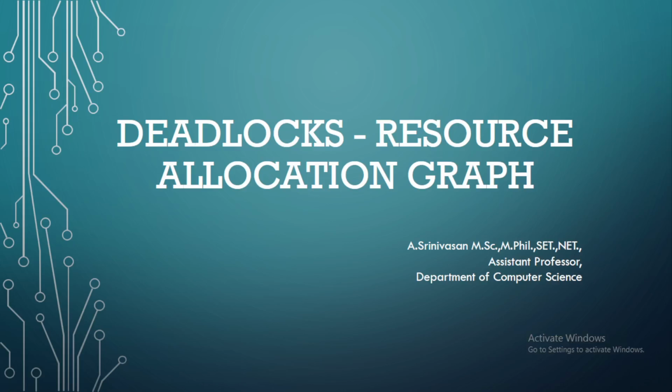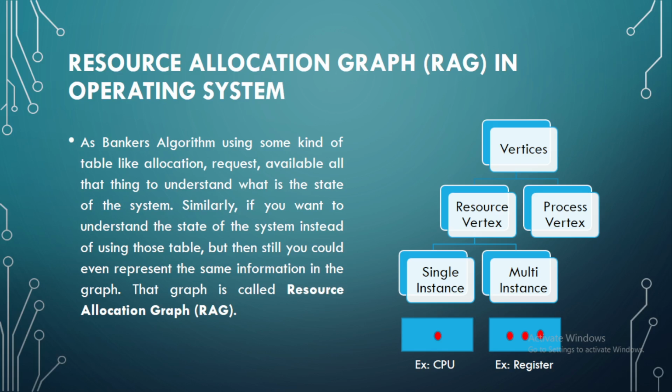In this video, we will see the resource allocation graph to detect deadlocks. As in the Banker's algorithm, we use tables like allocation, request, and available to understand the state of the system. Similarly, instead of using those tables, you could represent the same information in a graph. That graph is called a resource allocation graph.